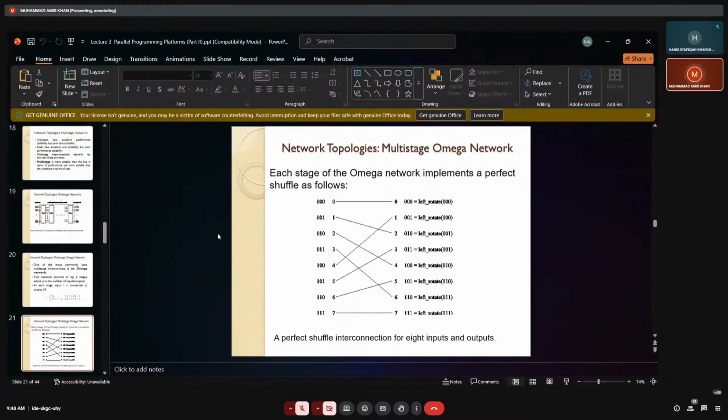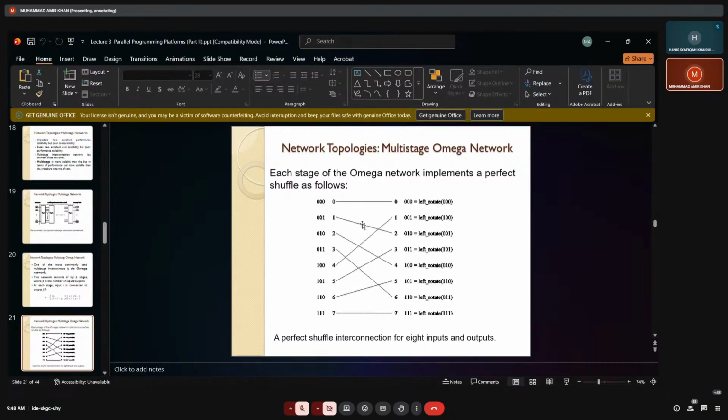Each stage of the omega network implements a perfect shuffle. We have a left shift. The links in between, how these are interconnected with each other, we connect using left rotate. For example, we have to change the bit of the other side, so that we can transfer the data. It's not cross connected, but the scheme is left rotate.